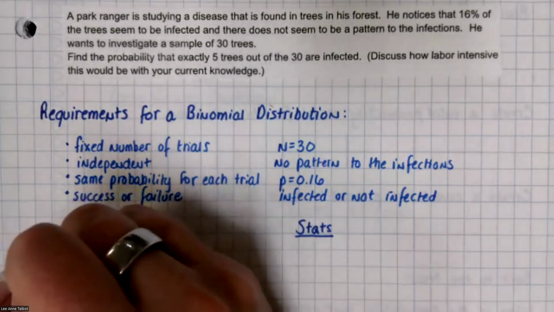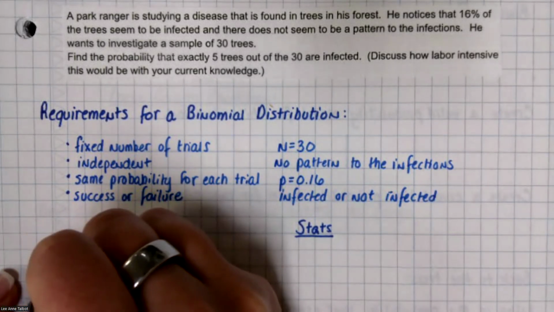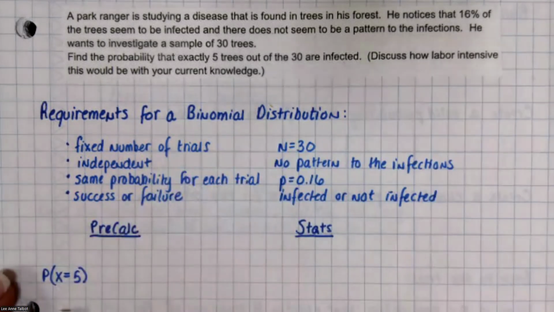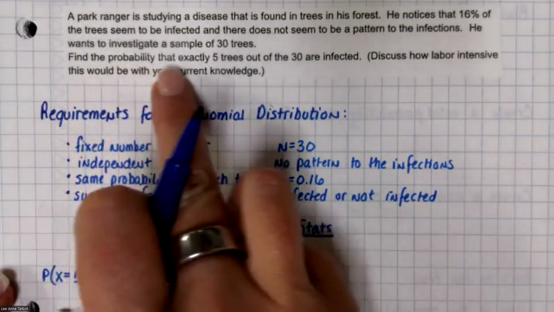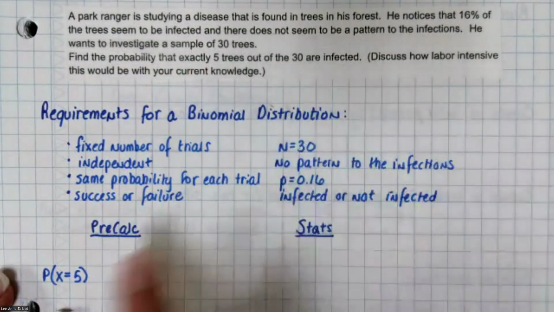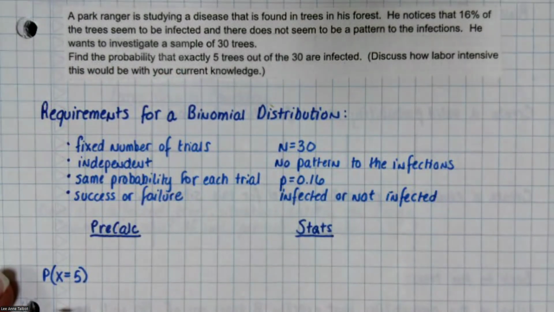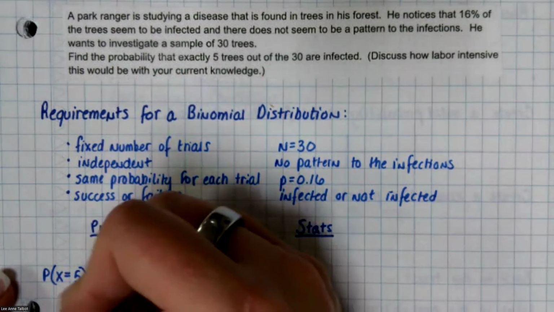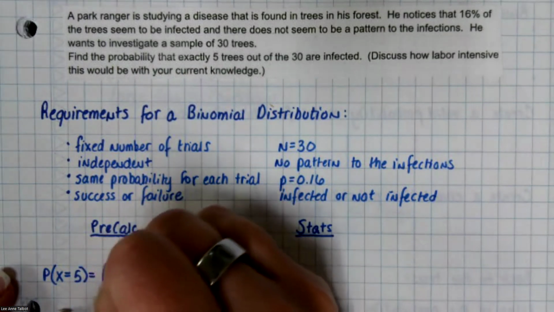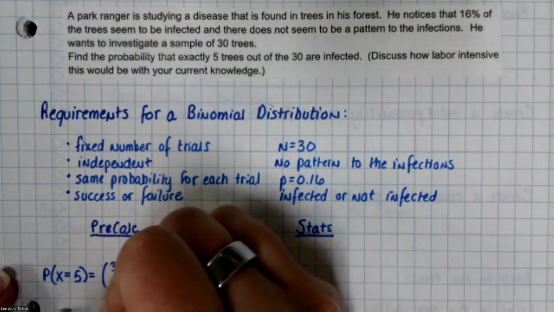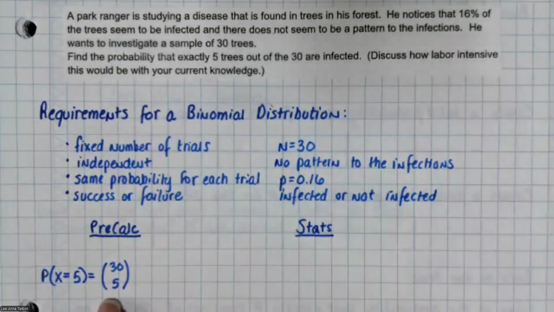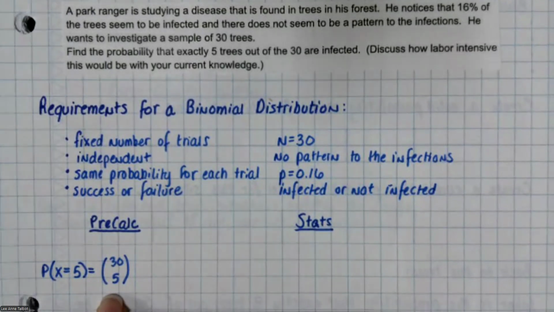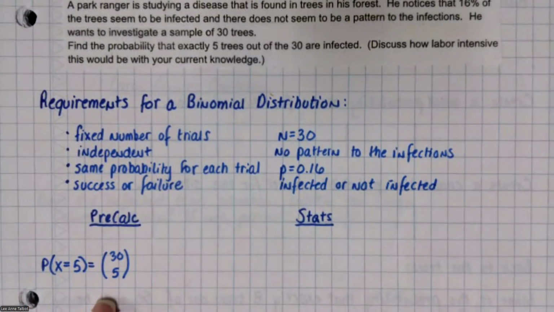Okay, anyway, you would say, what's the probability that X equals 5 trees? So it says find the probability that exactly 5 trees of the 30 are infected. All right, and then you would write this. This is notation you've never seen before in your life unless you just happen to be repeating this class.